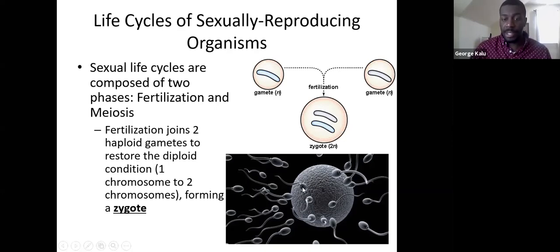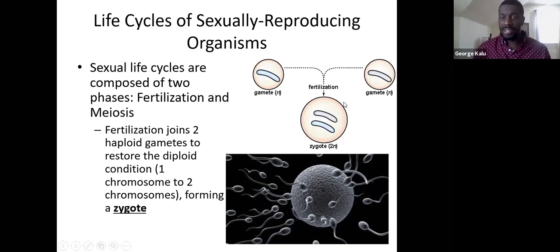So we see our sperm cells. The sperm cells are going to be haploid. This is going to be one gamete, the egg cell being the other gamete. They each contain 1 set of chromosomes. When they fuse, they're going to form a zygote that has 2 sets of chromosomes, 1 coming from each parent. And so we end up forming a diploid zygote from 2 haploid gametes here.